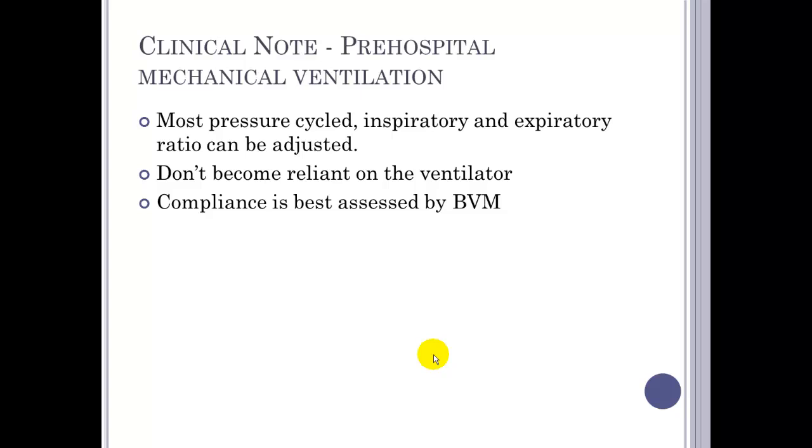Pre-hospital mechanical ventilations are pretty straightforward and simple. They are mostly pressure cycled. Inspiratory and expiratory ratio can be adjusted. And the point on this is, whenever we're talking about pre-hospital transport, don't become reliant on the actual ventilator. The compliance of the lung, or the ventilation of the lungs, how much air actually would go in them, is best assessed by a BVM, or bag valve mask, and a person saying, yes, I got air going in, it hasn't changed.